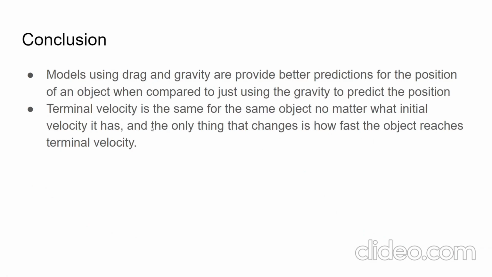Conclusion: models using drag and gravity provide better predictions for the position of an object when compared to just using gravity to predict the position. And terminal velocity is the same for the same object no matter what initial velocity it has, and the only thing that changes is how fast the object reaches terminal velocity.